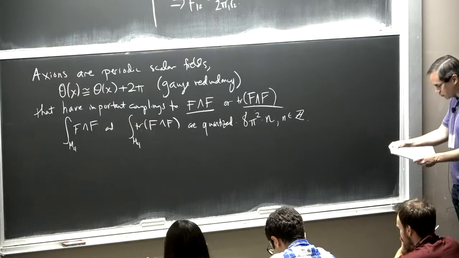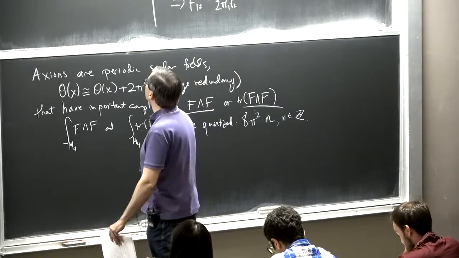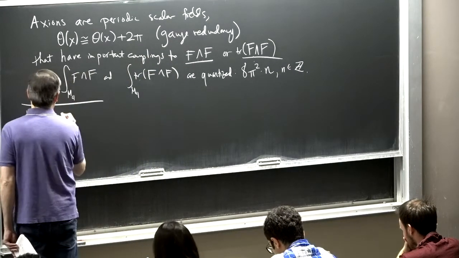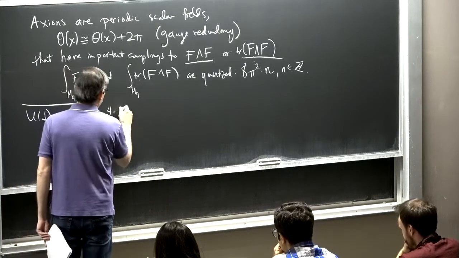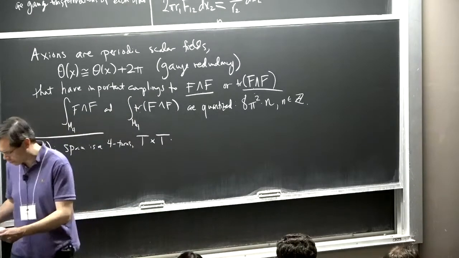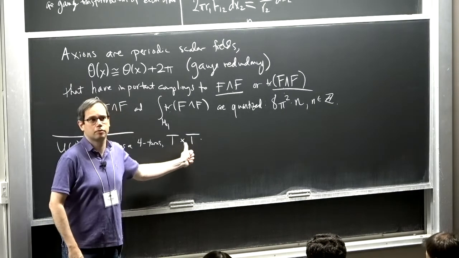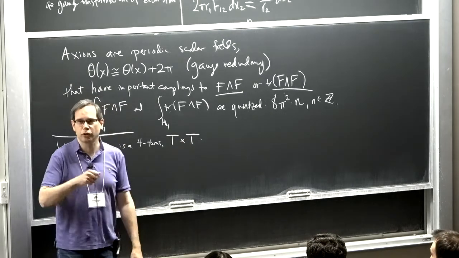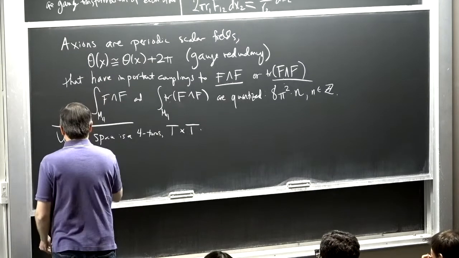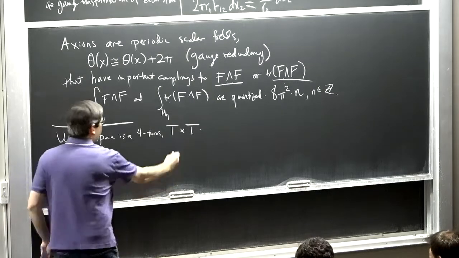Okay, and so now what I want to do is give you some examples of things where these integrals are non-zero. Let me start with the U1 case. This one's easy, and so I'm not going to write all the details. I'm going to take my space to be a four-dimensional torus, which I can think of as two-dimensional tori multiplied together. In other words, I have coordinates x1, x2, x3, x4. They're all periodic, like my x1 and x2 were before. Let me call it torus 1 times torus 2.